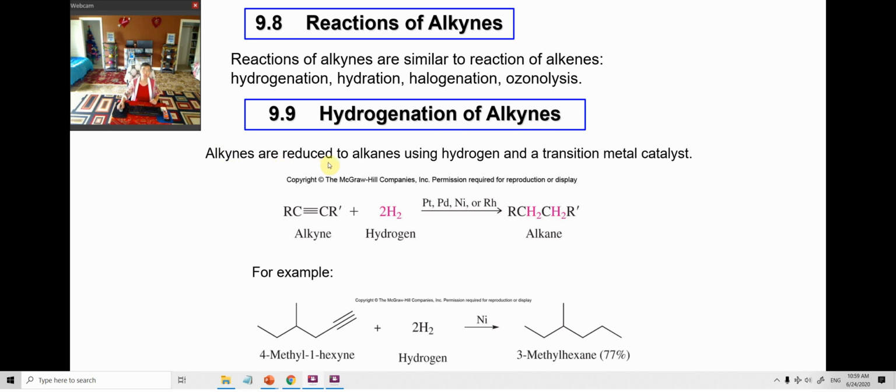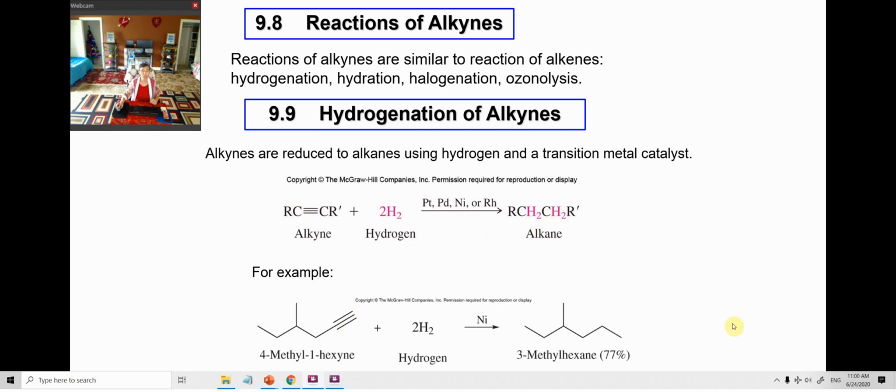The first type of reaction is called hydrogenation of alkyne. Alkyne can be reduced to alkane using hydrogen molecules and a transition metal as catalyst. For example, if you have alkyne with general formula RCCR', reacted with 2 moles of hydrogen under platinum, nickel, or rhodium, you can produce alkane. Meaning the triple bonded carbons add 2 more hydrogens each.